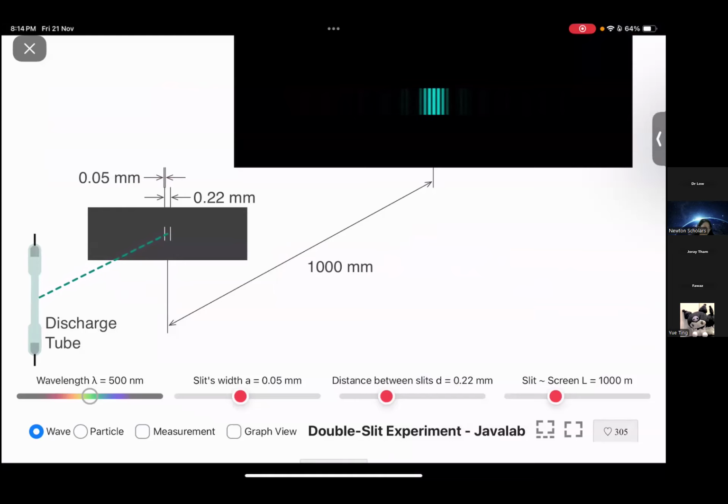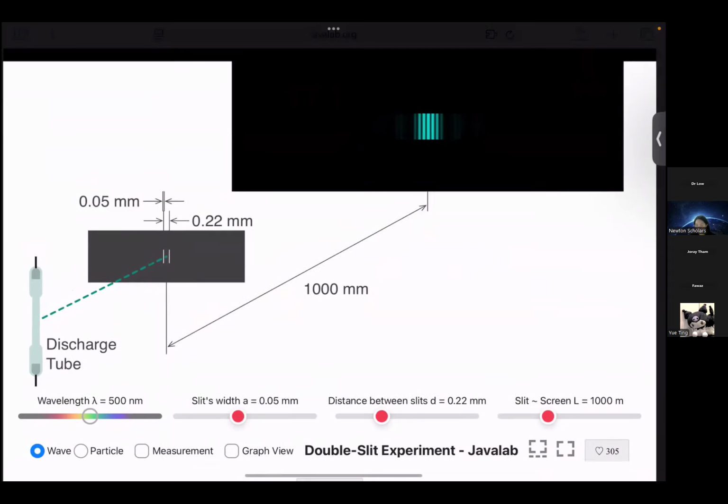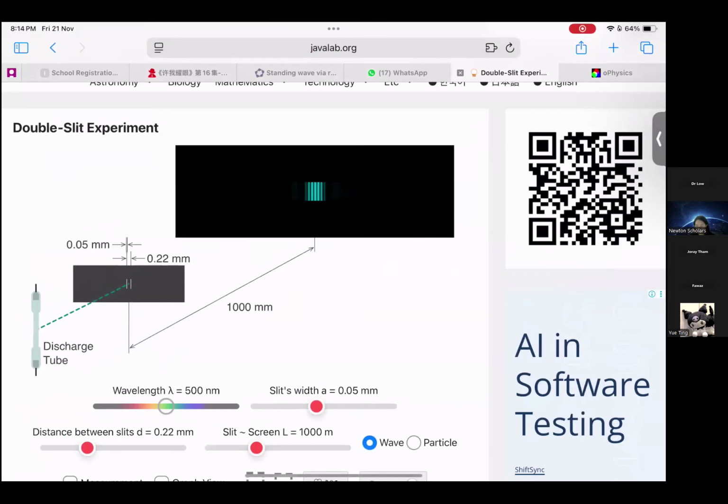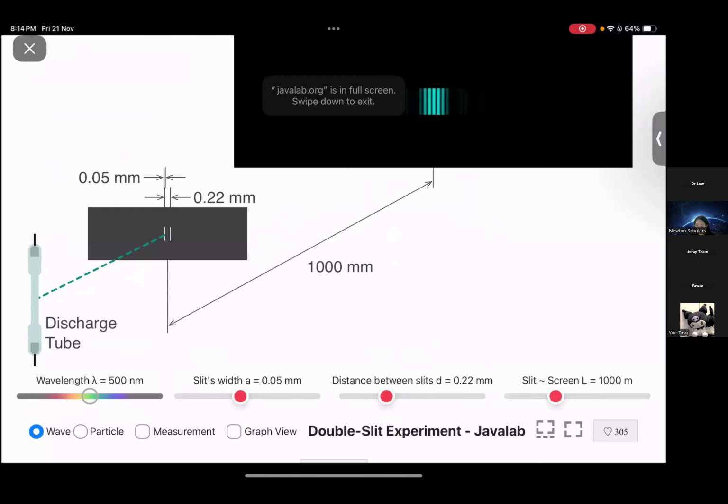Young's double slit experiment is to show you about interference. When the wave comes and passes through the two gaps, each gap will cause diffraction. Then the two waves will superpose. When they superpose, until the screen here, they will show you the pattern.